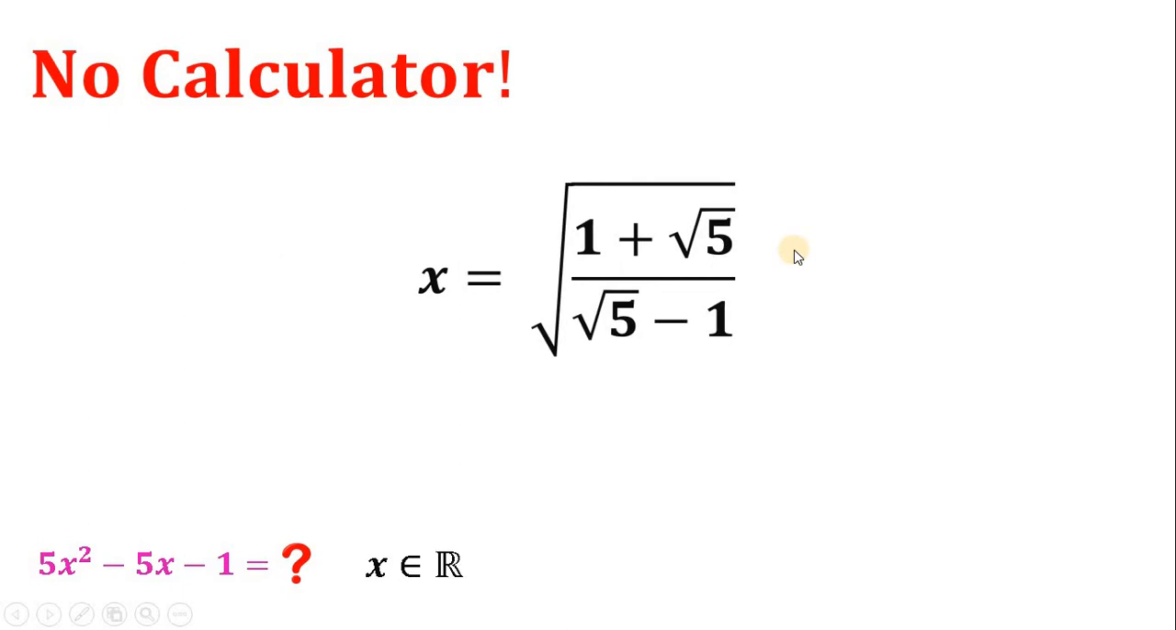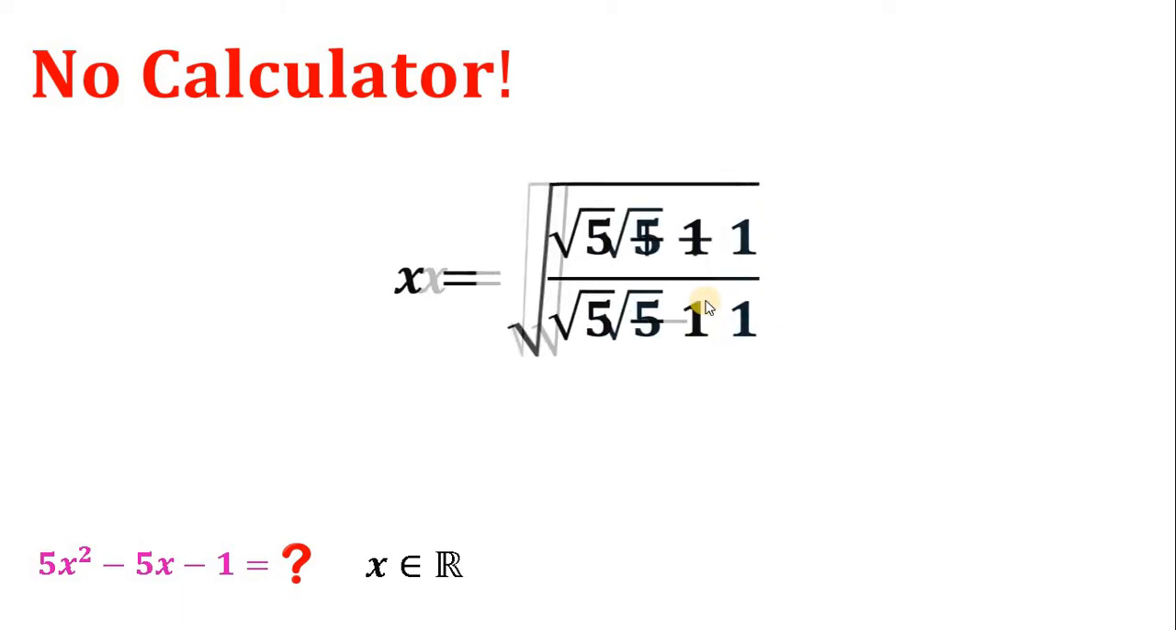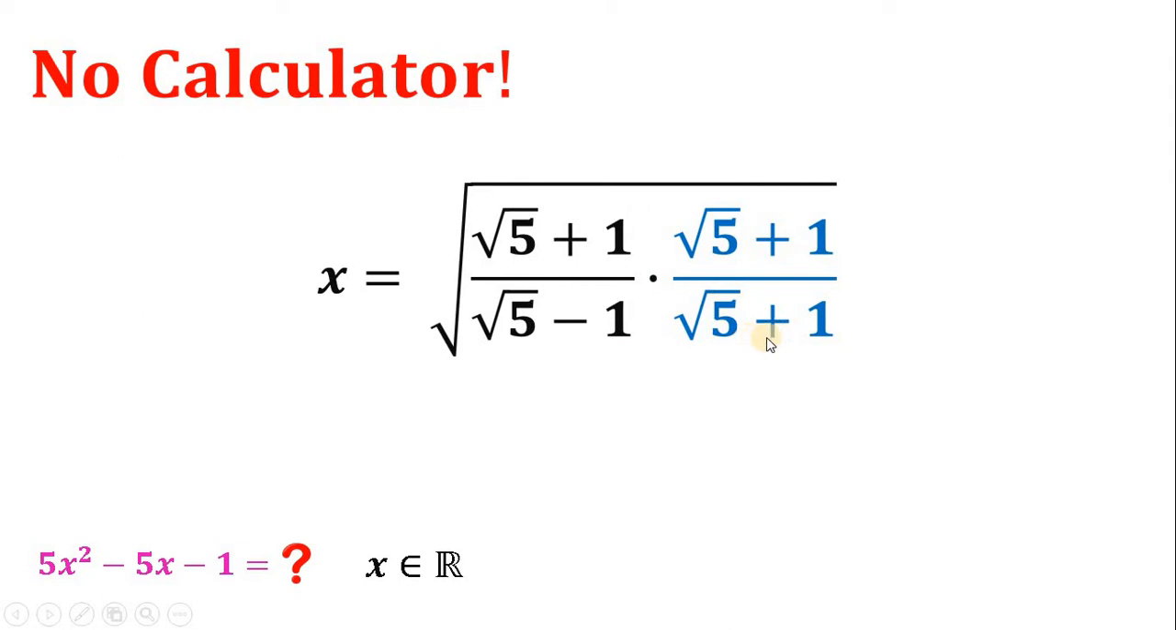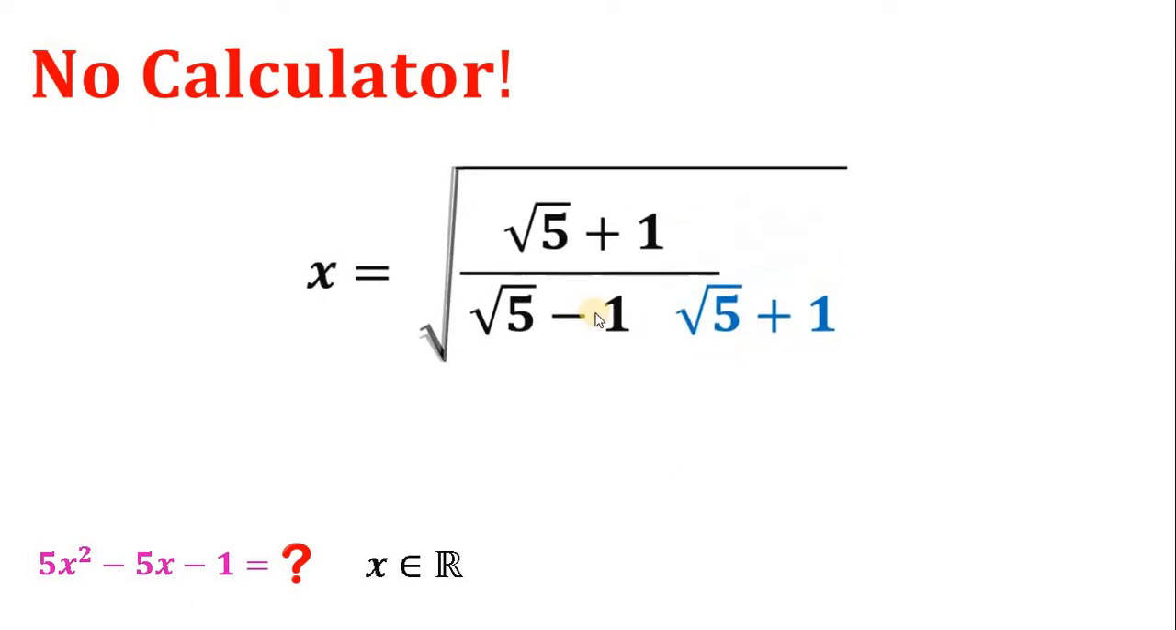Take note that 1 plus square root of 5 can be written as square root of 5 plus 1. And then what we're going to do here is to rationalize the denominator. To do that, let's multiply the numerator and the denominator by its conjugate, which is square root of 5 plus 1, all over square root of 5 plus 1, of course. This is just 1.